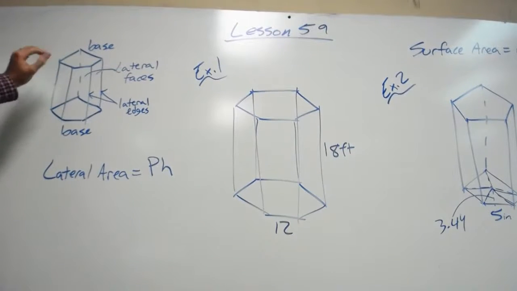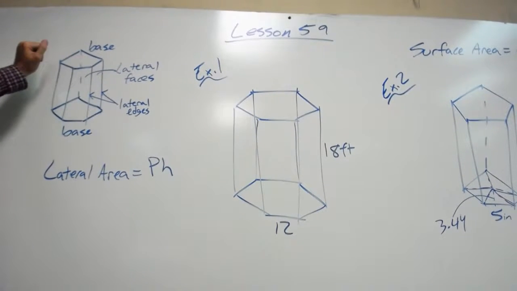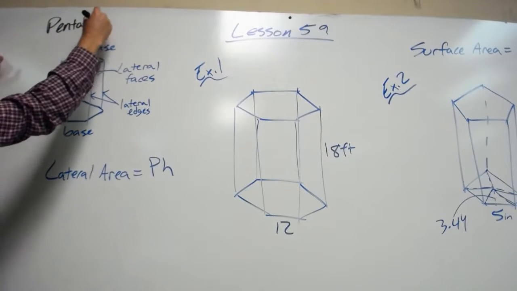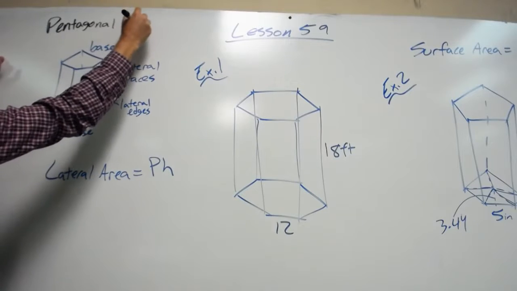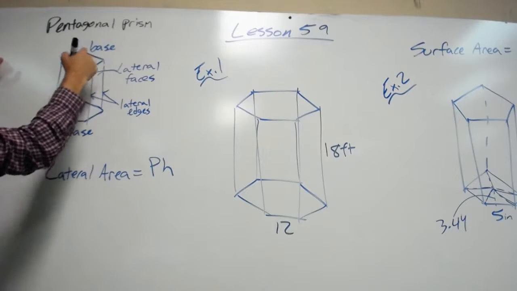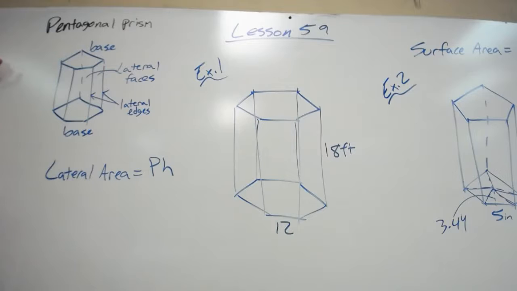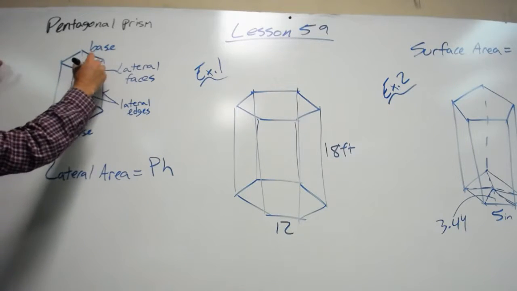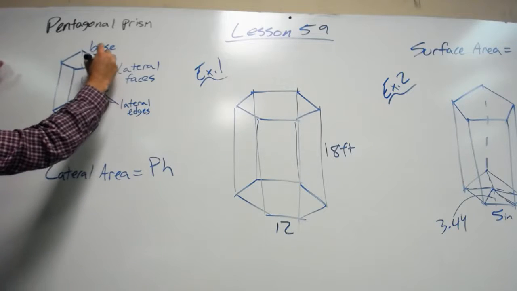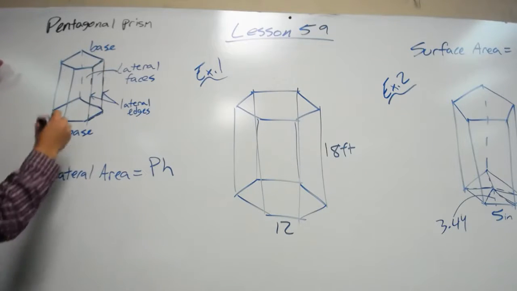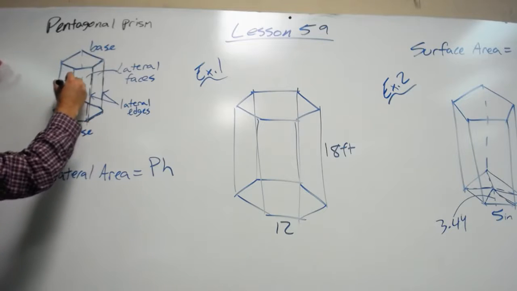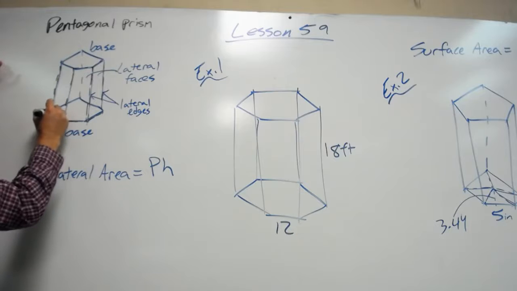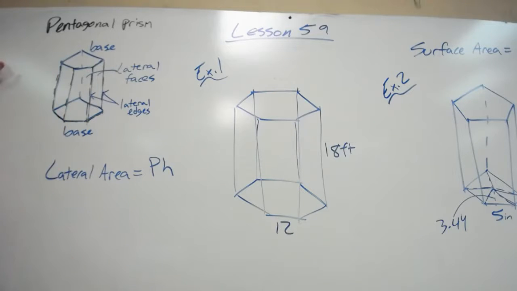Well, let's look at a prism. This is a pentagonal prism because it has 5 sides in its base. We label a prism based on the base. So 1, 2, 3, 4, 5 in both bases, and they have the same congruent base. What these rectangles are considered is a lateral face. All these rectangles are lateral faces. And where I'm drawing my dotted lines, those are lateral edges.